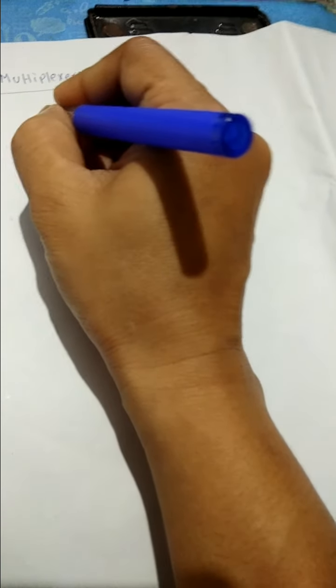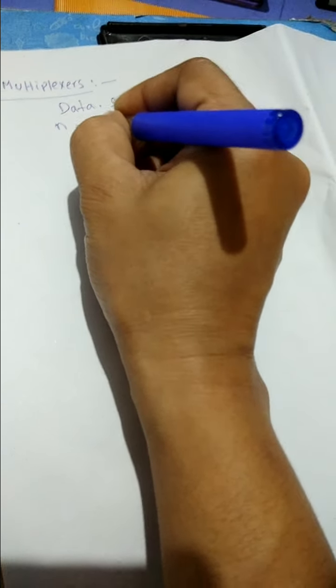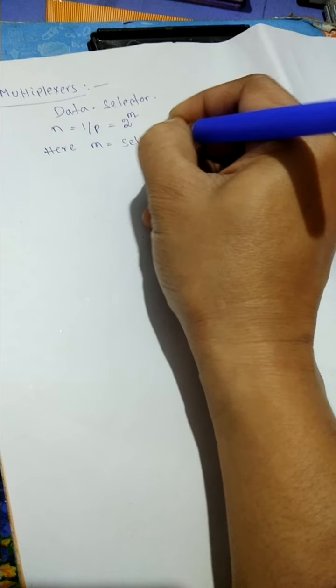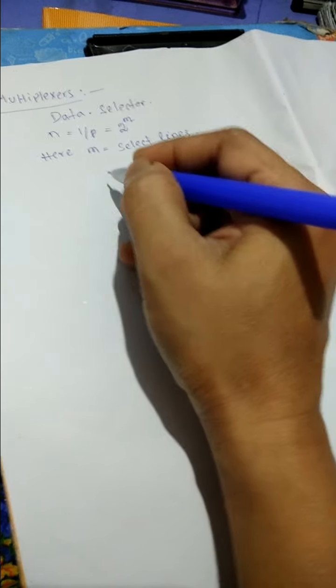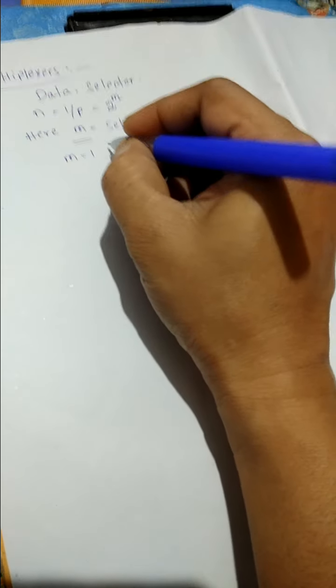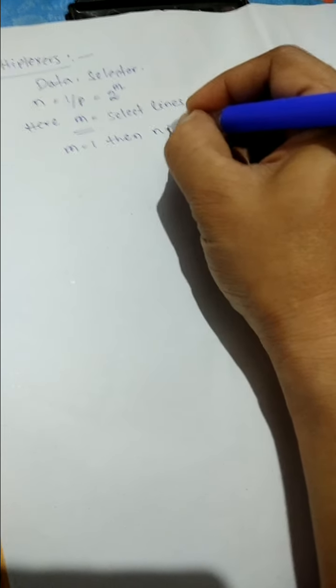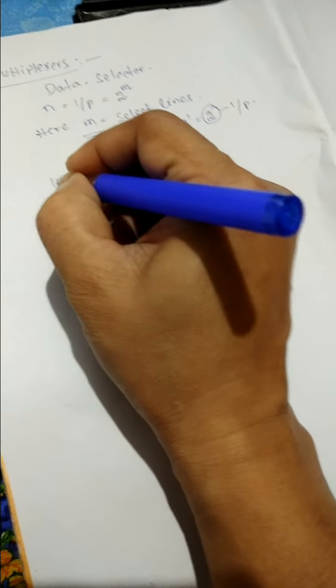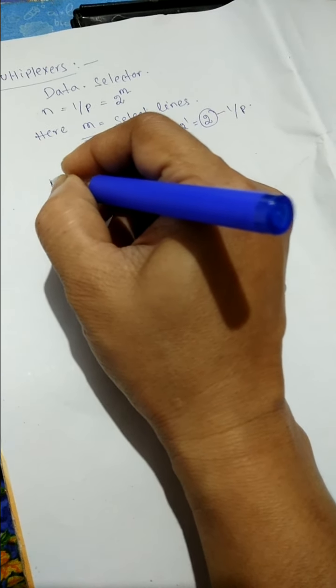So suppose in a multiplexer there are n number of inputs, that is equal to 2 to the power m. Here m equal to select lines. Suppose m equal to 1, then n equal to 2 to the power 1, that is equal to 2 numbers. So there are 2 input lines. In a multiplexer, the output is always a single output, that is 1.